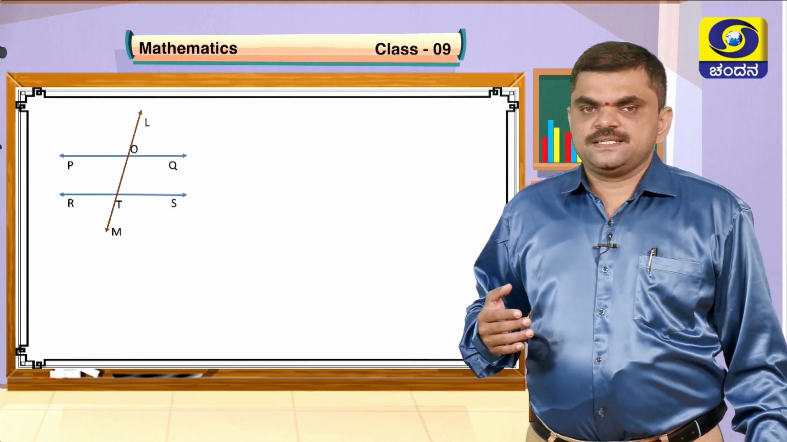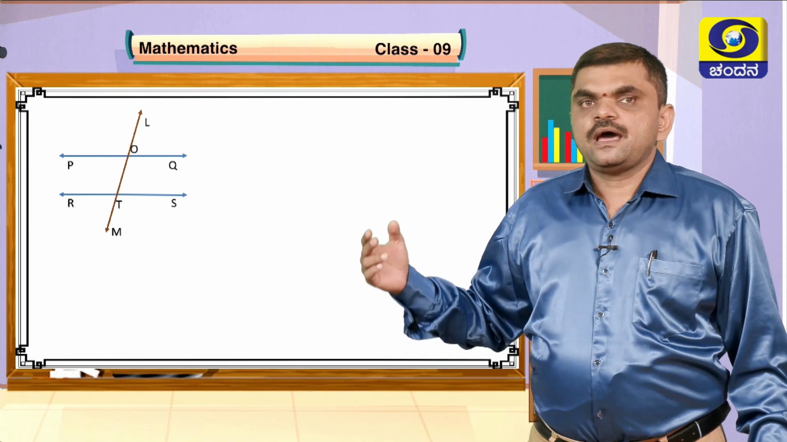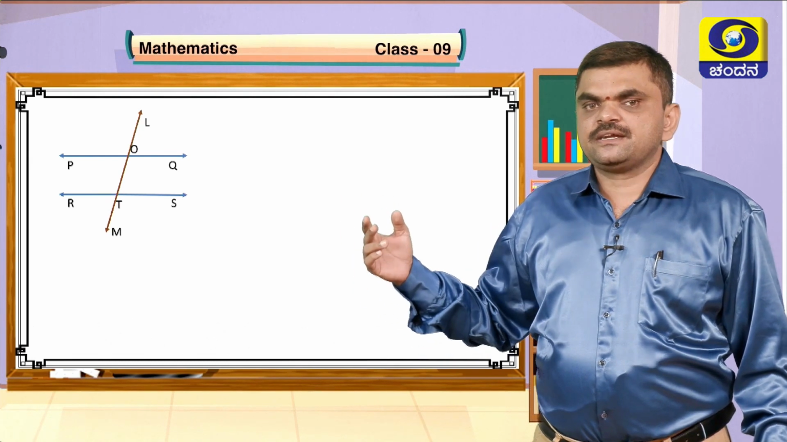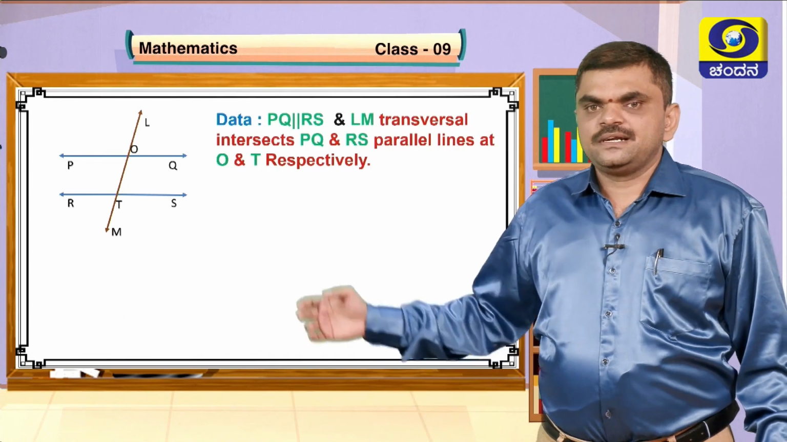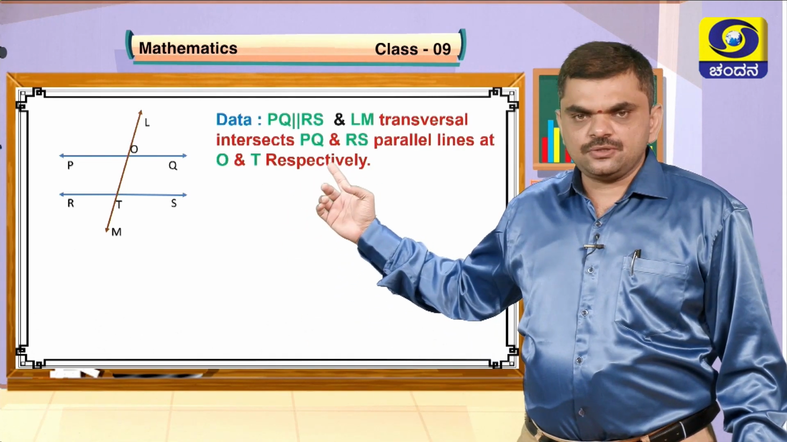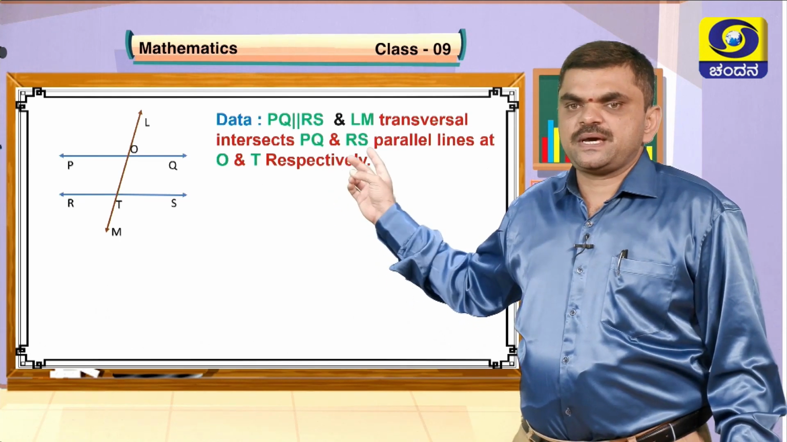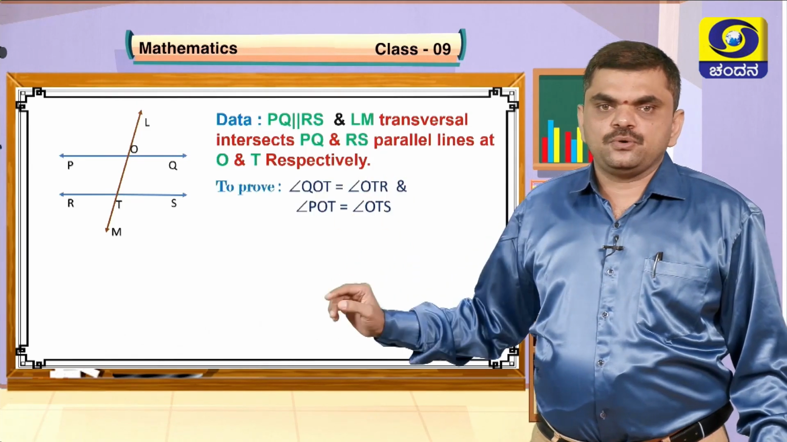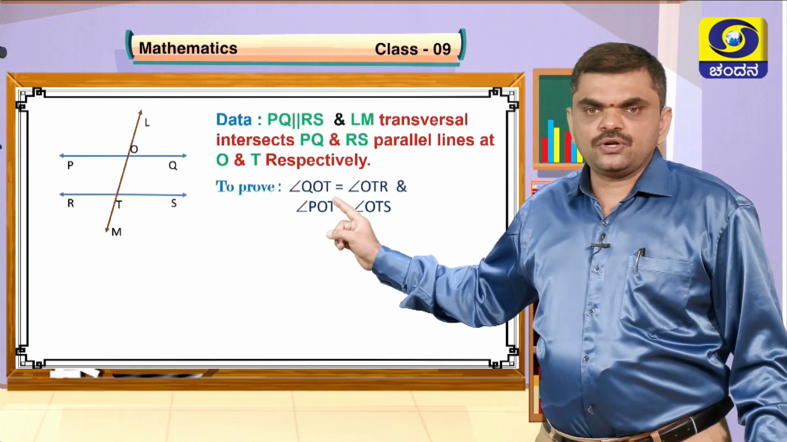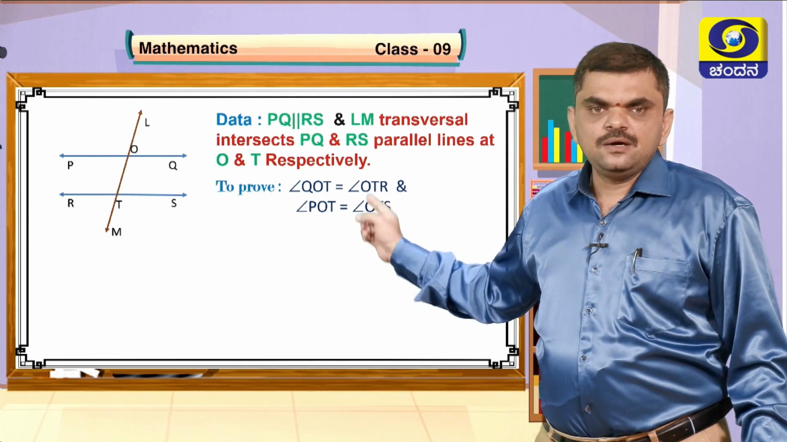Let us prove this. PQ and RS are the two parallel lines. LM is a transversal intersecting PQ at O and RS at T. Now, the data given is PQ is parallel to RS, and LM is a transversal intersecting the parallel lines PQ and RS at O and T respectively. Now, what do we have to prove? We have to prove angle QOT is equal to angle OTR and angle POT is equal to angle OTS.